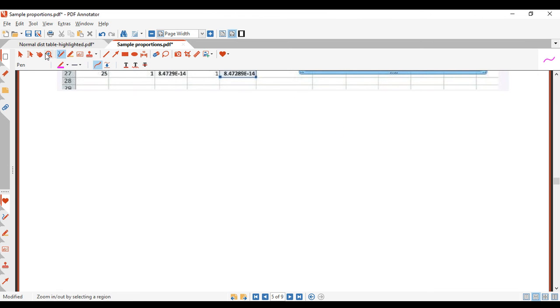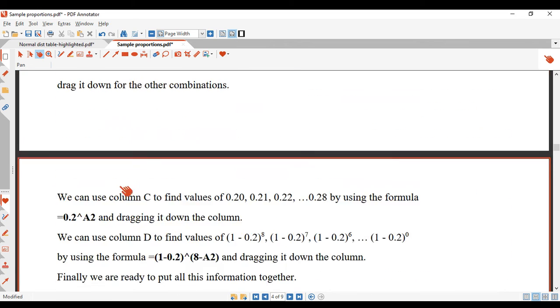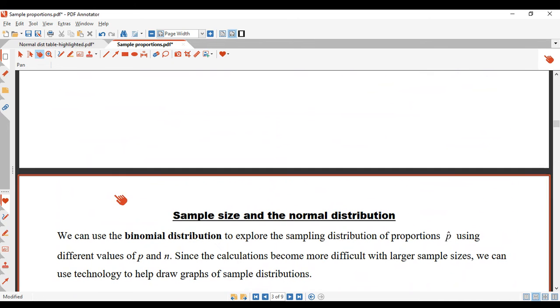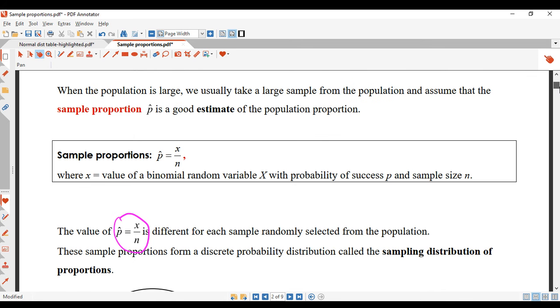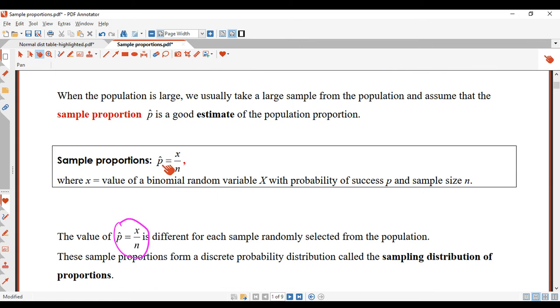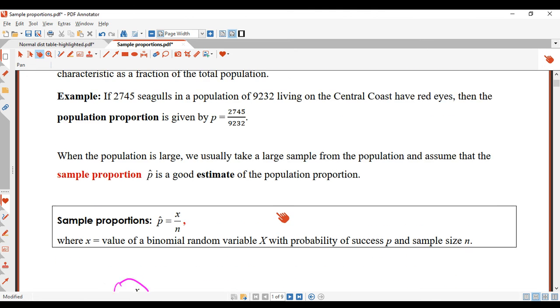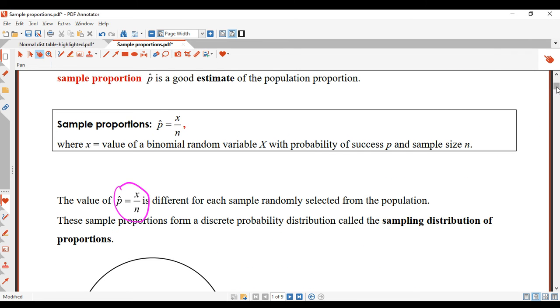My scrolling's not working here. It's better. All right, so going back to the very beginning when we defined, I'll scroll, that's better.